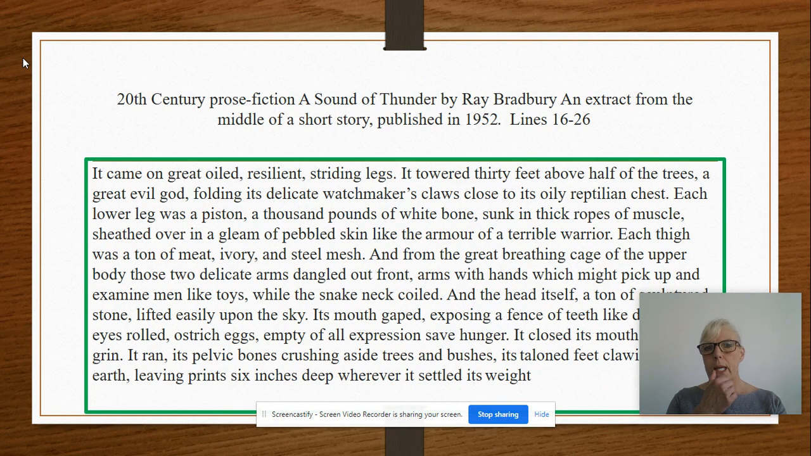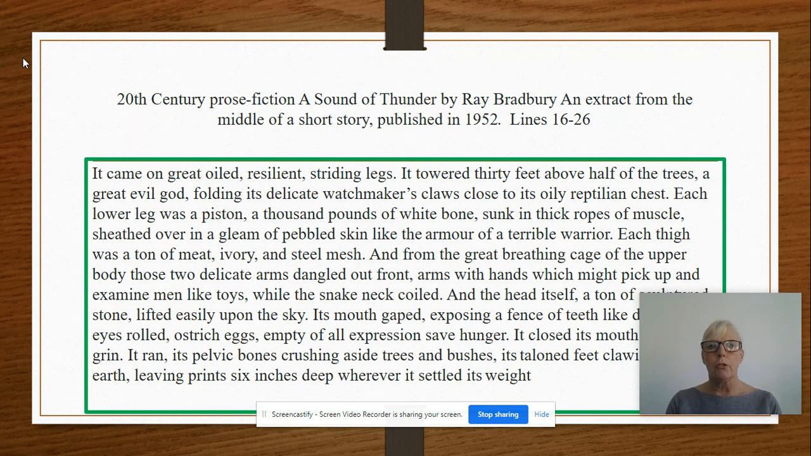Okay, so we are going to have a look at that November 2018 paper, which used a 20th century piece of prose fiction, A Sound of Thunder by Ray Bradbury. And this was an extract from the middle of his short story published in 1952. And these are lines 16 to 26. So I'm going to read those for you now.